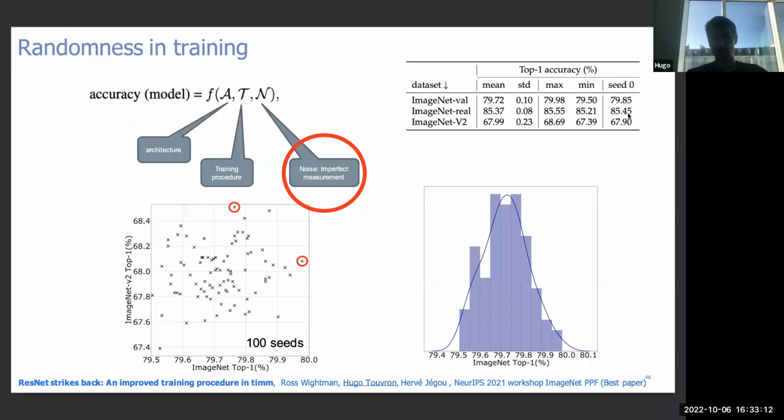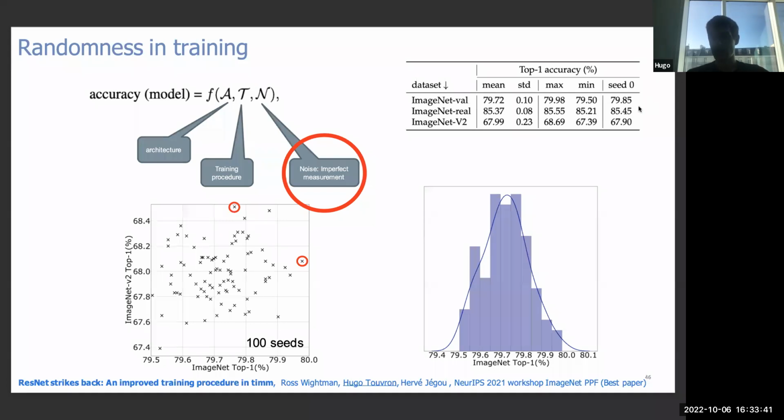So we perform experiments with 100 different seeds, and we report mean, standard deviation, max, and min. And we also report the result with seed 0, because we use seed 0 in all the experiments, in all the ablations, in order to design the training procedure. And there is a lot of chance of overfitting with seed 0. And as you can see here, in fact, we overfit with seed 0. It's slightly better than just the average over 100 seeds.